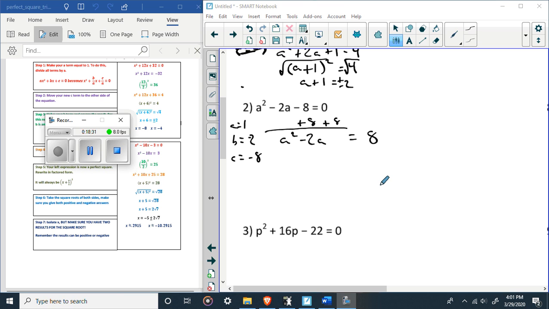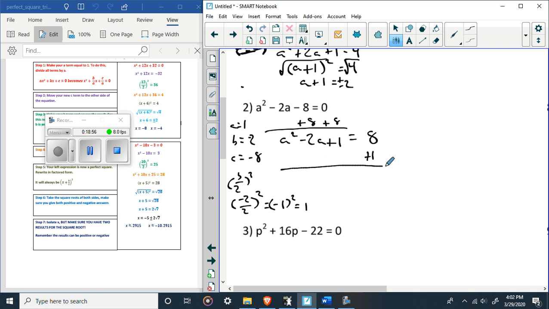Okay. And again, what are we going to do right here? We're going to say B over 2 squared. So that's negative 2 divided by 2 squared, which is negative 1 squared. Be careful, negative 1 squared. So negative 1 squared is 1. This number here should always be positive, since you're squaring in your last step no matter what. So be careful if you're putting it in your calculator. Make sure of that, okay? But again, if we add 1 here, we have to add 1 over here. So what do we got? We got A squared minus 2A plus 1 is equal to 9. All right?